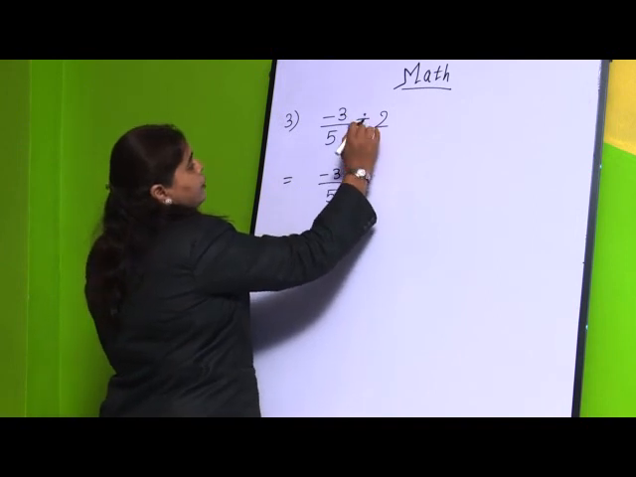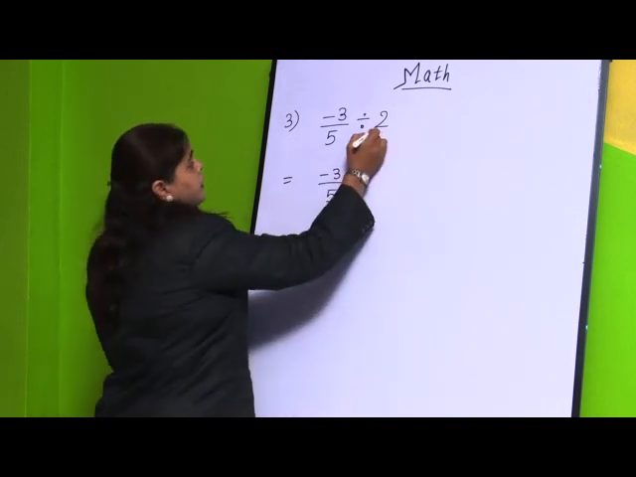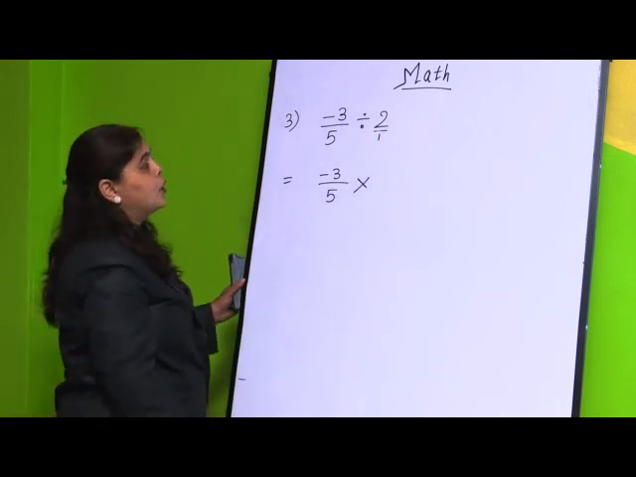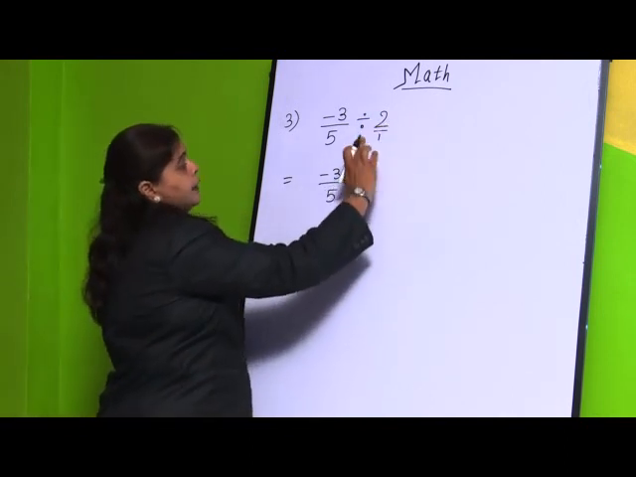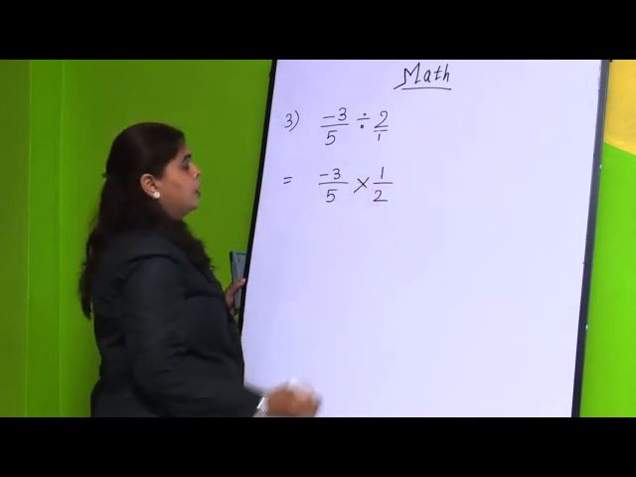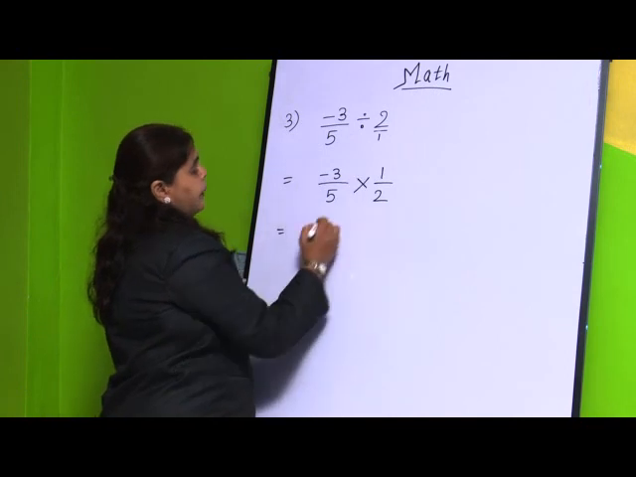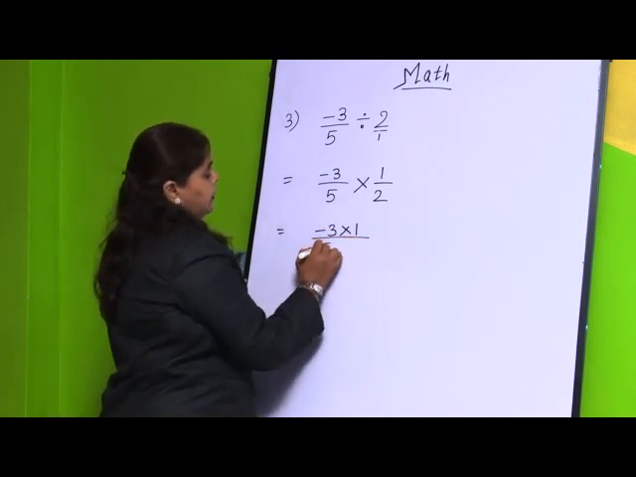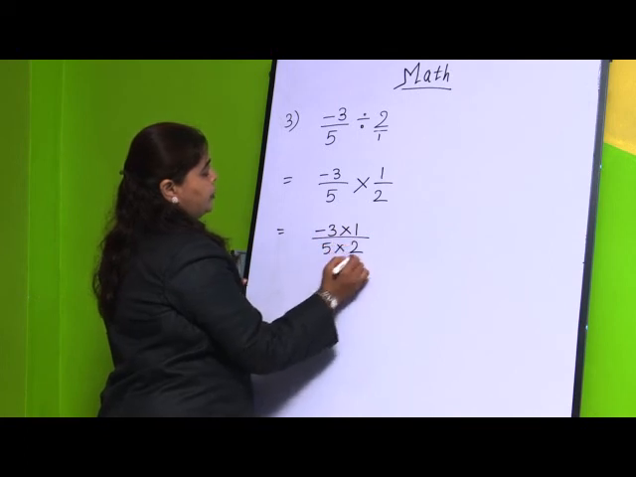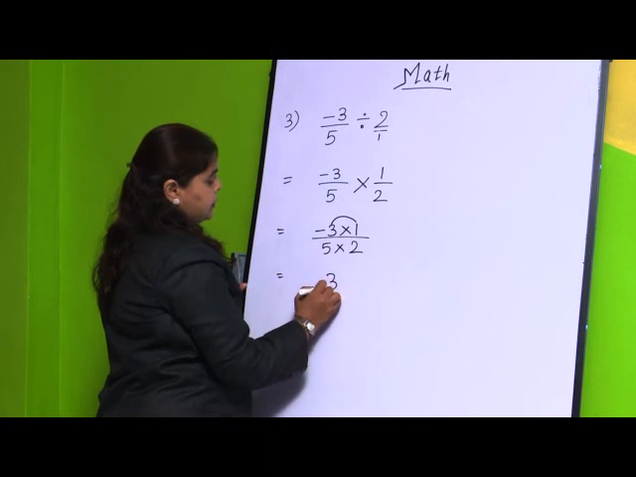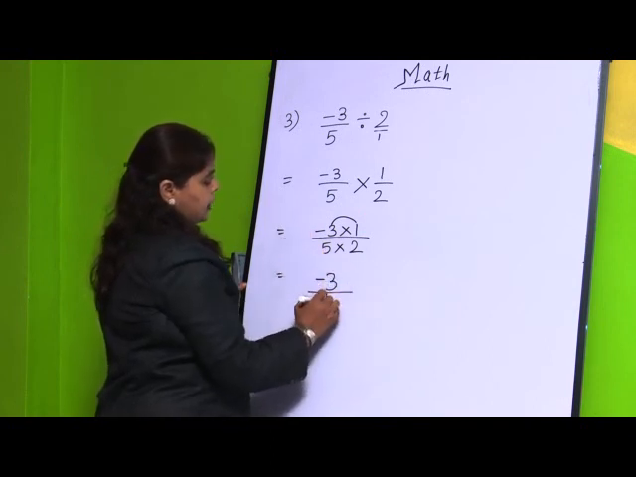If you do not know, if you are getting confused, here it is nothing but 2 upon 1. So what is the reciprocal of 2? It is nothing but 1 upon 2. Now direct multiplication of numerator to numerator and denominator to denominator. So what will be the multiplication? 3 1s are 3, it is minus, so we write minus 3, and 5 2s are 10.